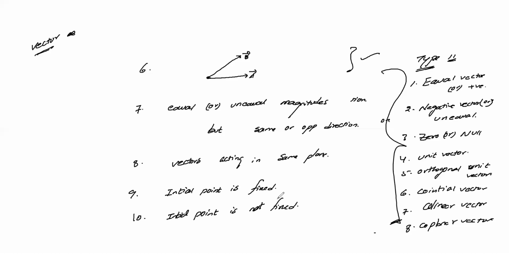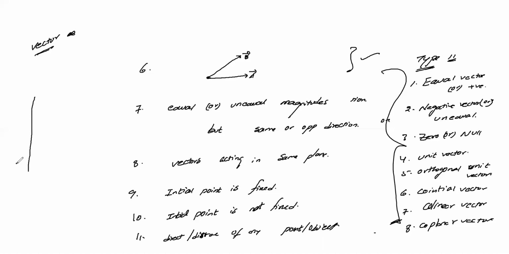So this is nothing but your non-localized vector. Now, the last one is your position vector: a vector representing a straight line, the distance and direction of any point or object with respect to the origin.